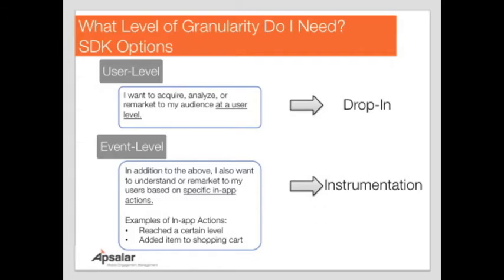Before we start instrumenting events, we should understand what level of granularity we need to measure in our app. If you would like to understand or remarket to your users based on specific in-app actions, you'll need to instrument events. Instrumenting events means you could measure actions, like users who have reached a level in your game, or users who have added an item to their shopping cart. But if you'd like to acquire, analyze, and remarket to your audience at a user level, you do not need to instrument events.